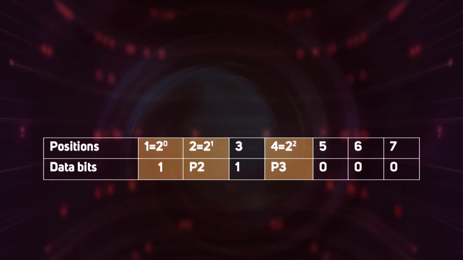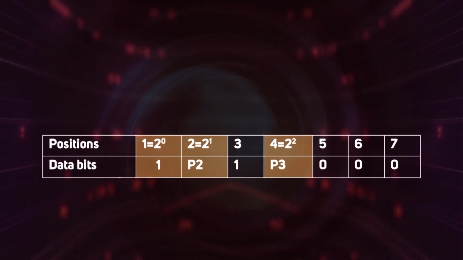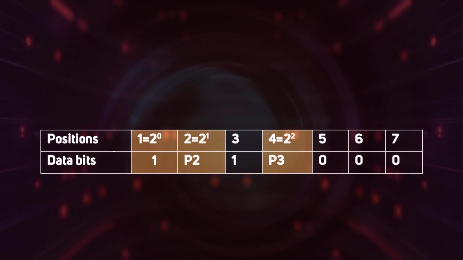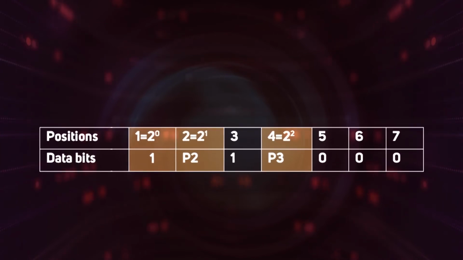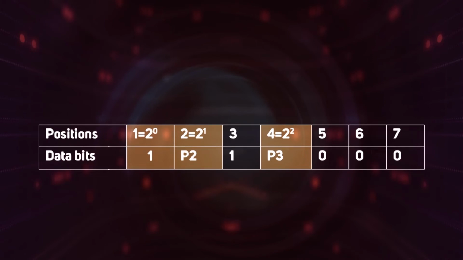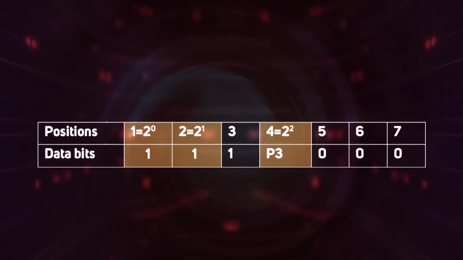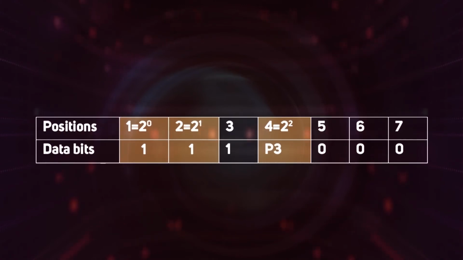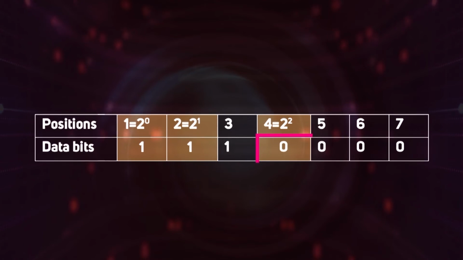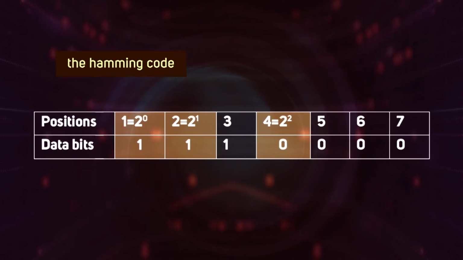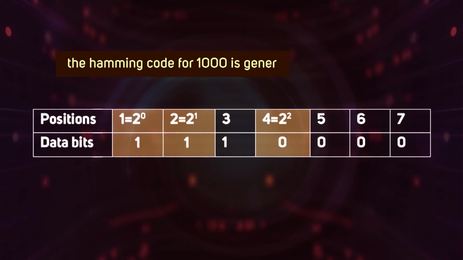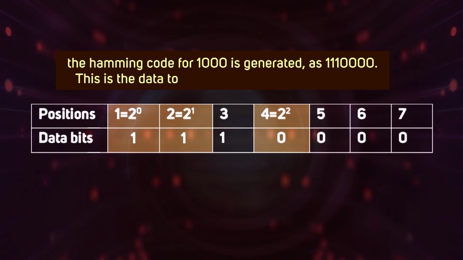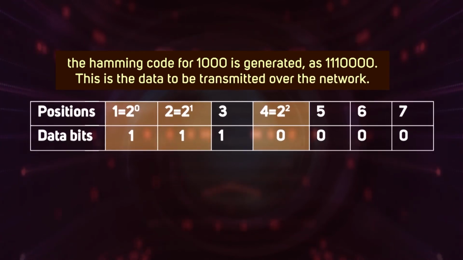Done. Next, find the value of P2. Here we count values of positions 2, 3, 6, 7. Again 2 is the position of P2. We will write this later. From the remaining positions, the number of ones is 1. Again it is an odd value, so write 1 for P2. To obtain P3, consider bit positions 5, 6, 7, all are 0, so P3 equal to 0. Now, the Hamming code for 1000 is generated as 1110000. This is the data to be transmitted over the network.